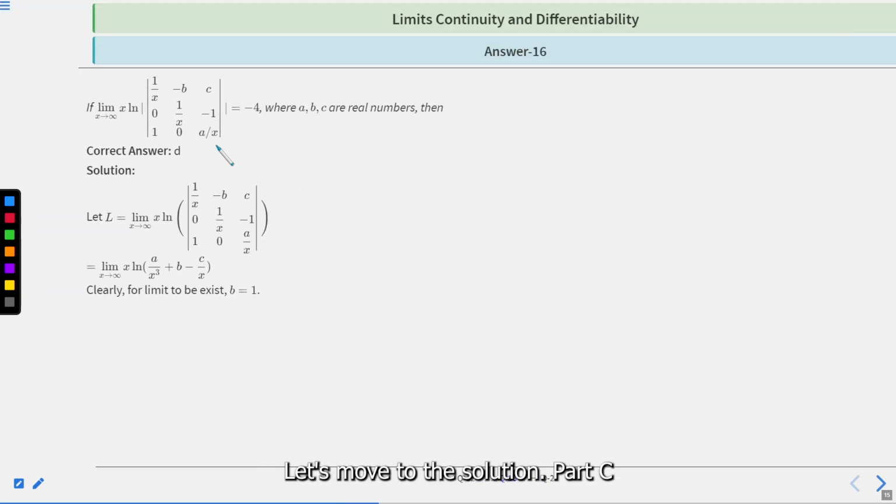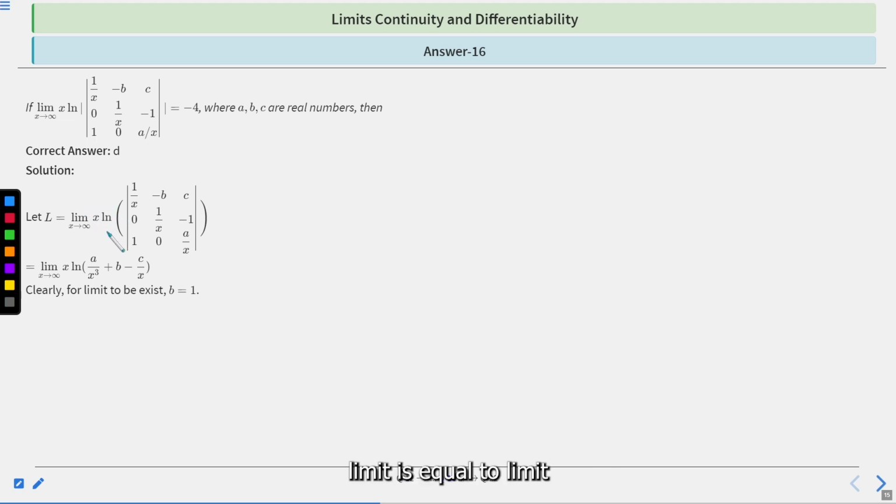Okay, let's move to the solution part. Let L be the limit as x tends to infinity of x ln of the determinant of this matrix with entries 1/x, -bc, 0, 1/x, -1, 1, 0, 1/x, a/x. After calculating this determinant, it is the limit as x tends to infinity of x times ln(a/x^3 + b - c/x). Clearly, for the limit to exist, b should be 1. Clear?